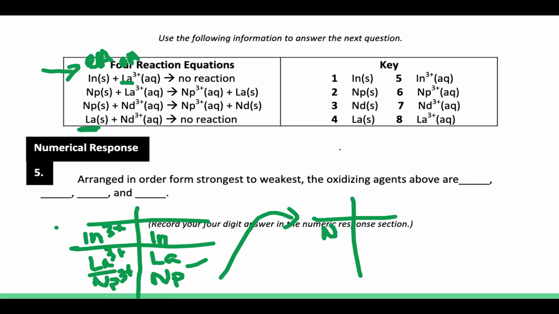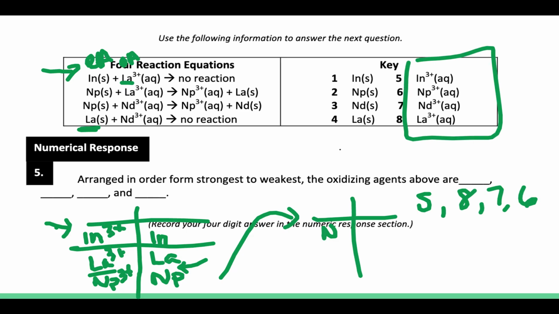So the ND would have to be right in the middle. So now looking at your strongest to weakest oxidizing agent, your strongest is your top left. So In3 positive is number 5. And then we would have 8 and then 7 and then 6, because we were just listing these in the order we would see them here.